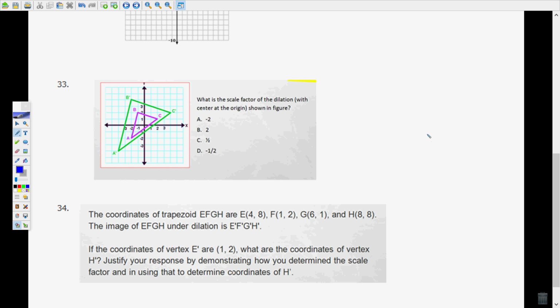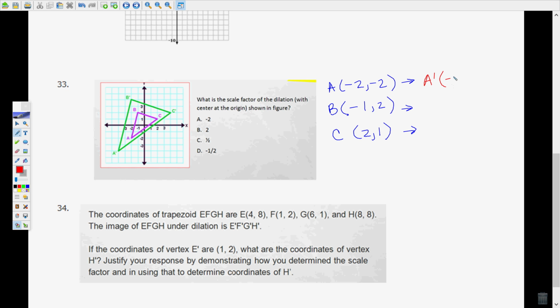33. What is the scale factor of the dilation with center at the origin shown in the figure? Ask yourself, what do I multiply the original by to get the new? So what I did was I looked at my original A, my original B, and my original C. And then I looked at my new A prime, B prime, and C prime. Let's just look at your coordinates over there.